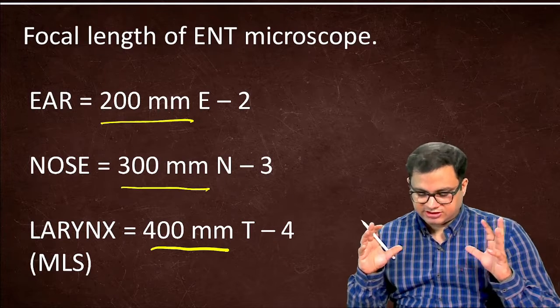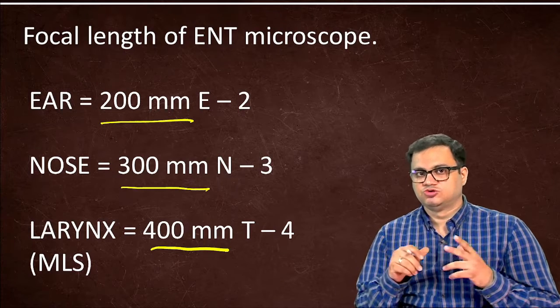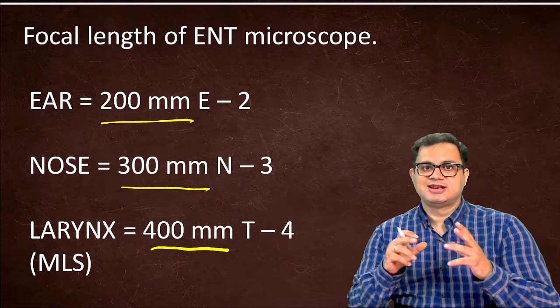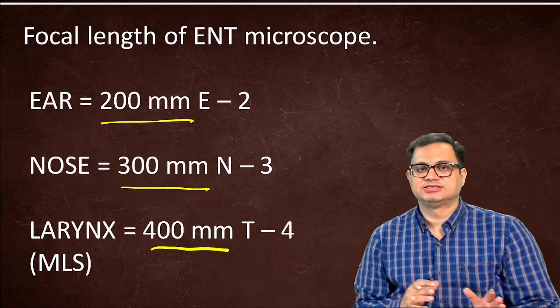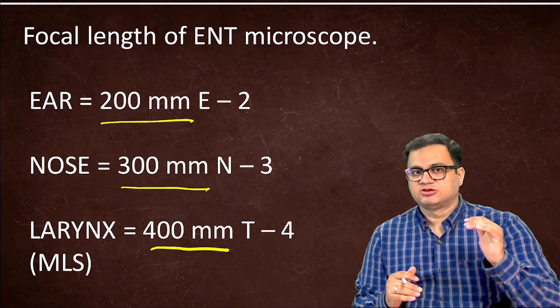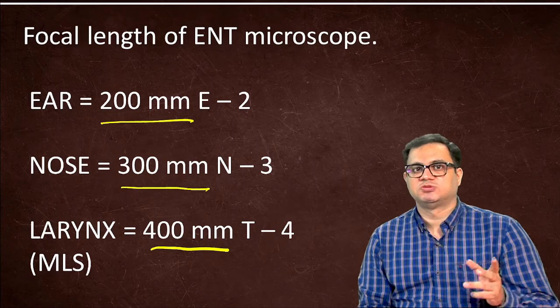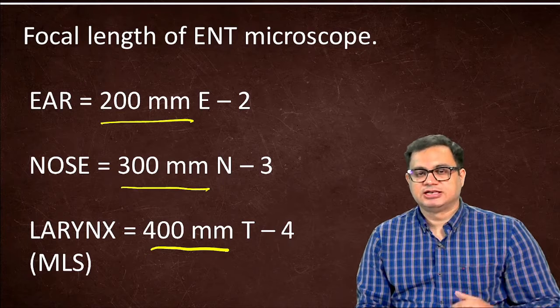Now my dear friends, there is a very good hack to remember this: remember it as ENT, that is ear, nose and throat, and 2, 3 and 4. So ear is 2, nose is 3 and larynx is 4. So 200 millimeter, 300 millimeter and 400 millimeter. This is a very good trick to remember what kind of lens we are using for different ENT surgeries.